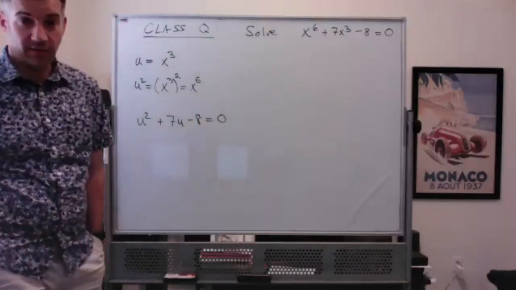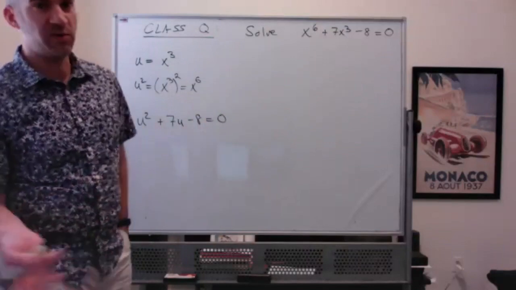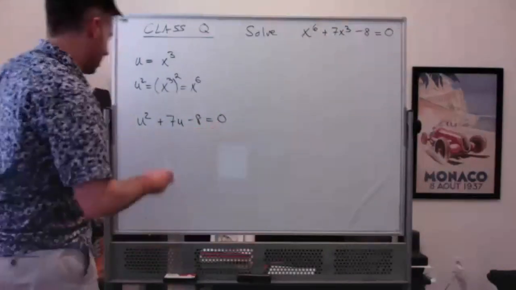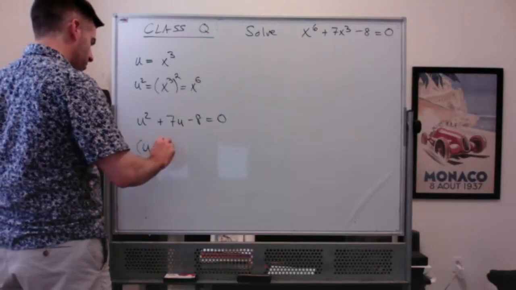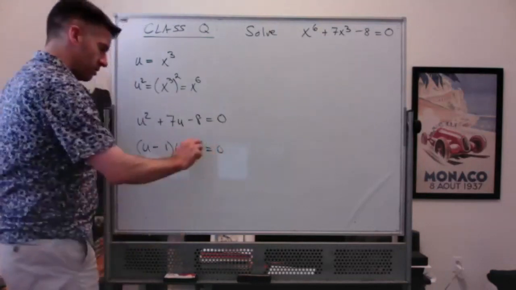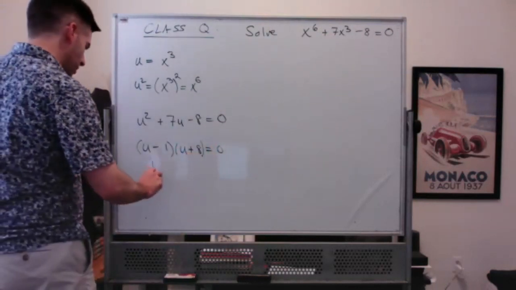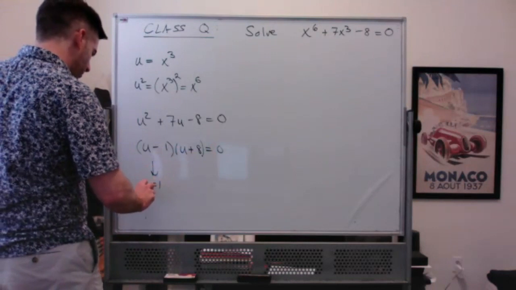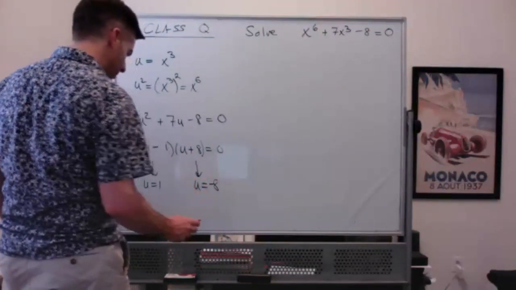And then we can factor this. Or if we didn't factor, we could use the quadratic formula, which would be kind of annoying, but it's an option. So this factors as u minus 1 times u plus 8 equal to 0. And then from this factor, we get u equal to 1. From this factor, we get u equal to negative 8.